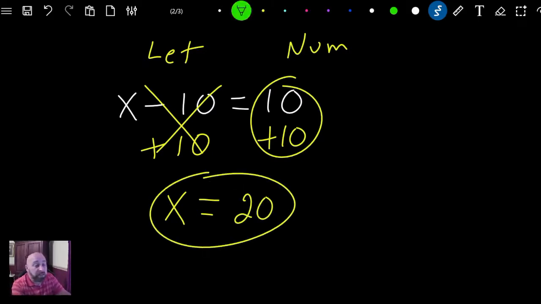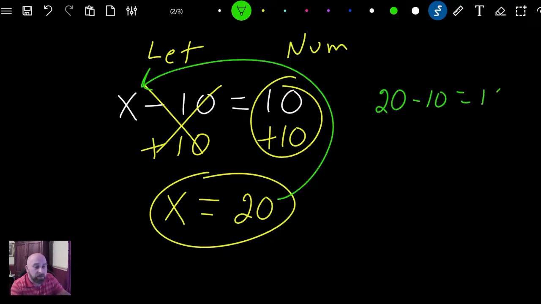Now let's check it. That's our last step. So I would take that 20 and plug it back in. So I would get 20 minus 10 equals 10. Is that true? Yes, it is. 10 equals 10. I am correct.